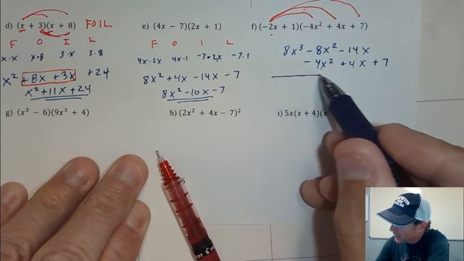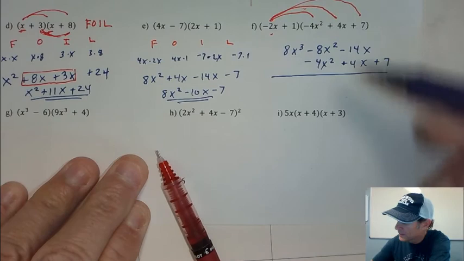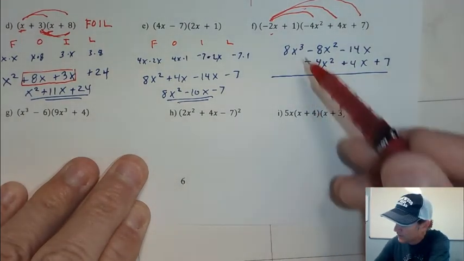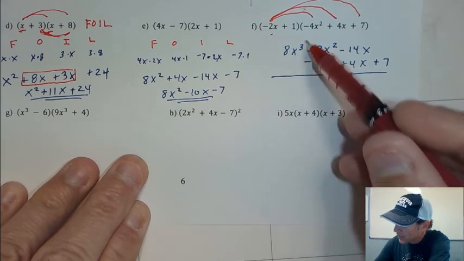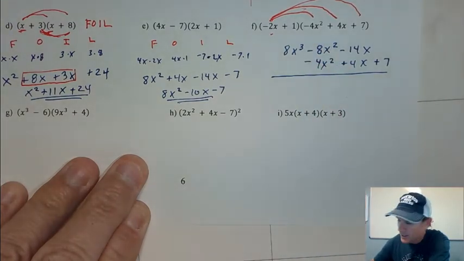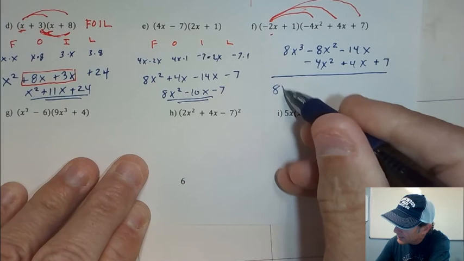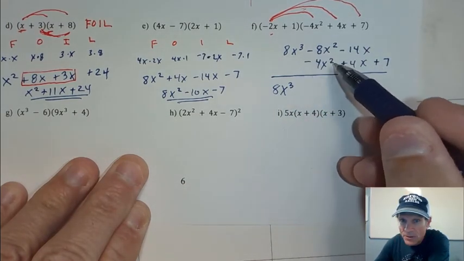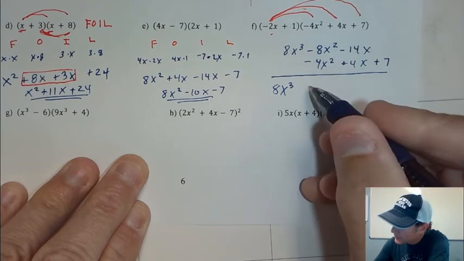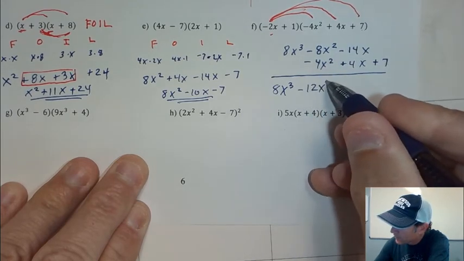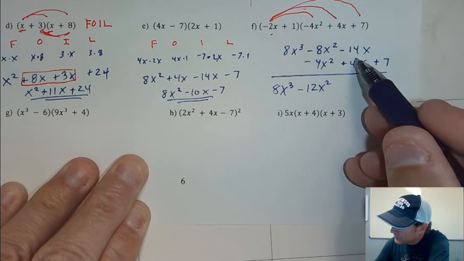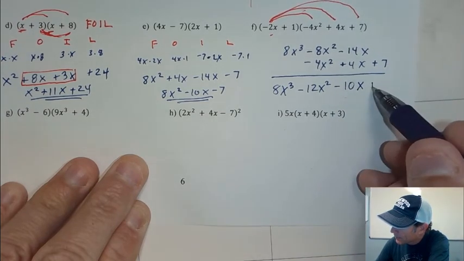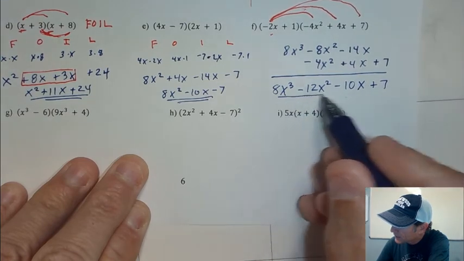I'm going to draw a line here. A student kind of taught me this organization method. I hadn't used it before. I kind of like it though. So my terms are lined up in columns here. So I have 8x to the third. I'm going to add these together. Negative 8 plus negative 4 is negative 12x squared. Then I'm going to add these together. I get negative 10x. And then I have my constant at the end, 7.